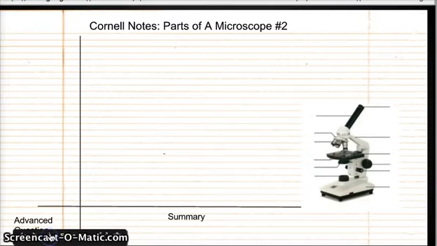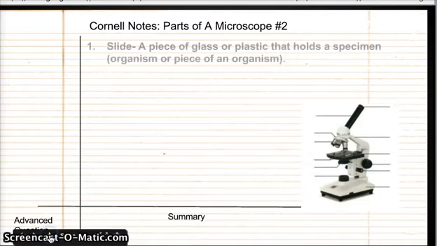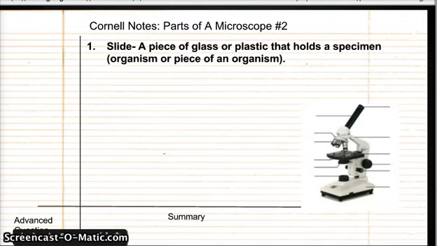Alright, let's begin. So for number 1, write a slide. We mentioned it last time, but a slide is a piece of glass or plastic that holds a specimen, which is like a piece of an organism, a couple of cells, maybe a cell. You put it on the stage, which is this square black part here, and you can see it in the picture. But this glass piece right here that is interchangeable, that's the slide.